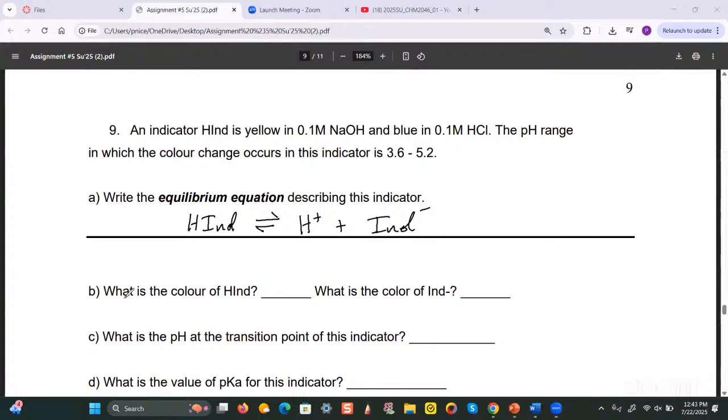So the next question is, now, in order to answer this question, we have to pay attention to the information provided right here. It says the indicator is yellow in sodium hydroxide and blue in hydrochloric acid. So based on that, what do you think the color of HInd is?